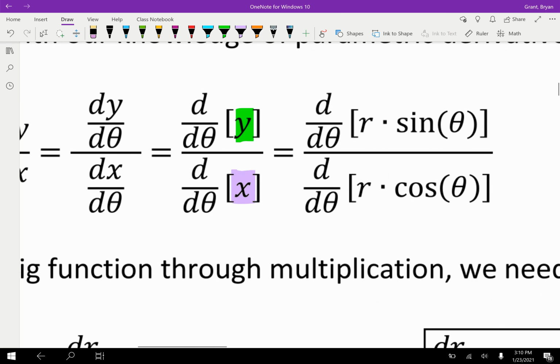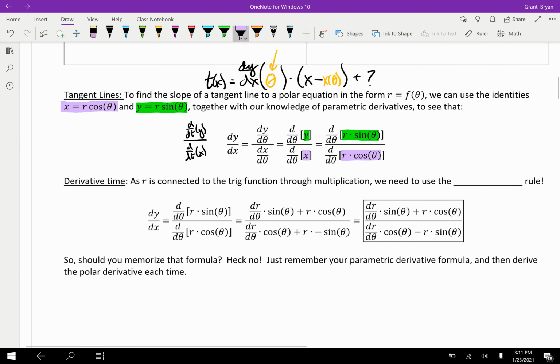So what does this mean? In order to find dy dx for a polar equation, we do d theta of y over d theta of x, and then we can, of course, substitute, because we know that y is the same as r sine of theta, and x is the same as r cosine of theta. But, unfortunately, we're not done there, because we actually need to take those derivatives. Now, don't forget that r is connected to our trig function, either sine or cosine, through multiplication. So what rule do we need to use? Well, that's right, we need to use the product rule. So I've actually already run through the derivative for you here.